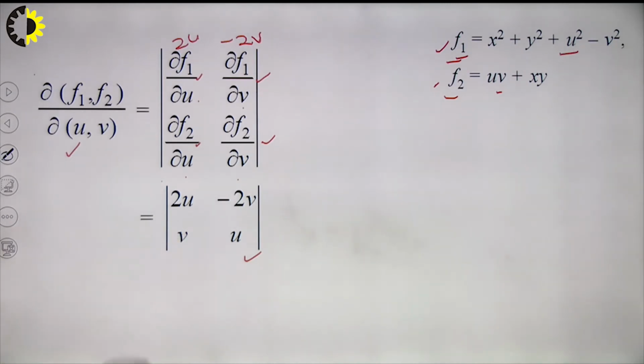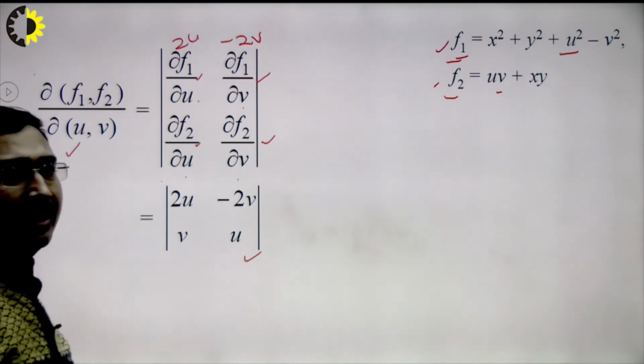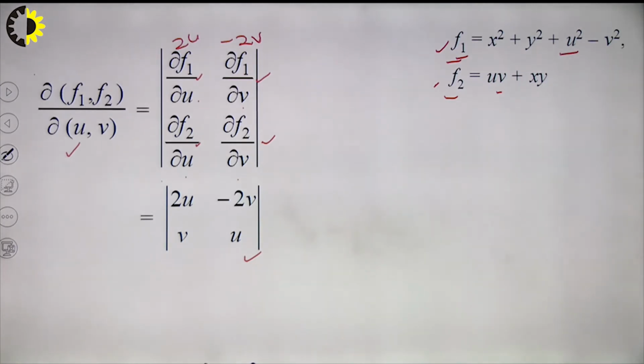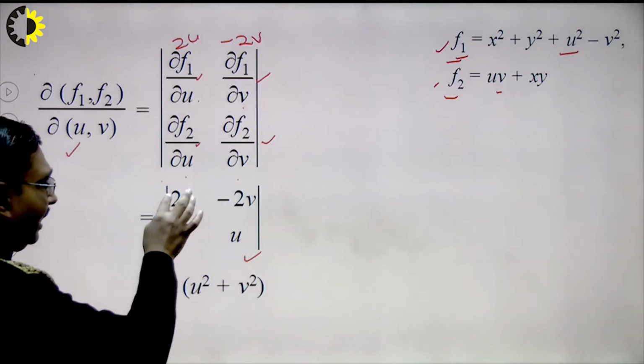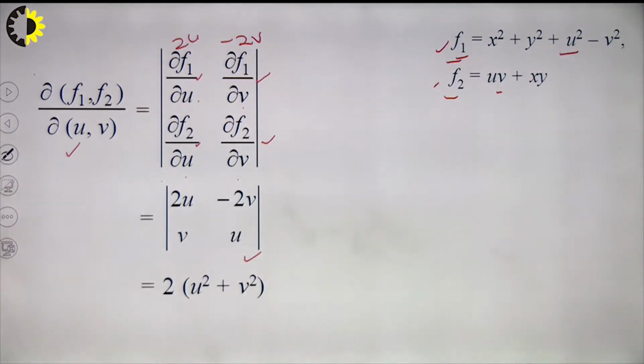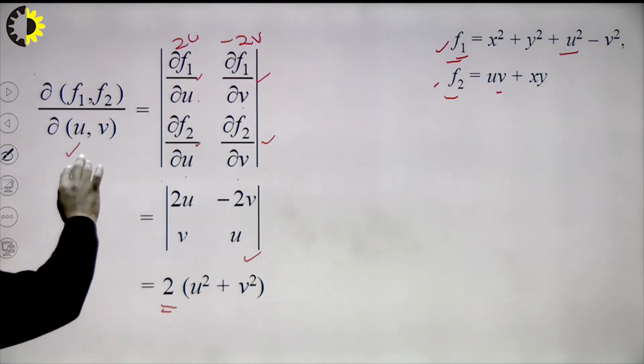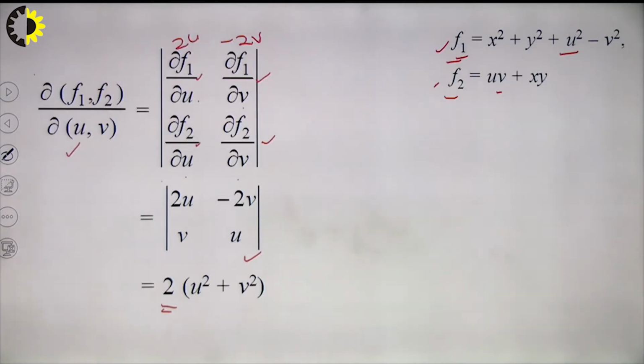Now this 2 by 2 determinant can be simplified easily, and expanding this determinant I obtain 2u² plus 2v². That 2 can be taken outside, and therefore the value of this Jacobian ∂(f1,f2)/∂(u,v) comes out to be this one.